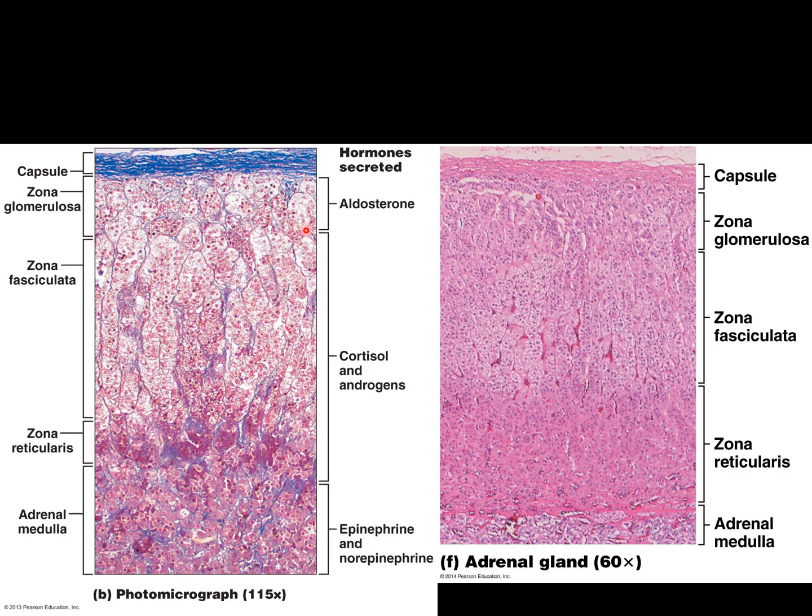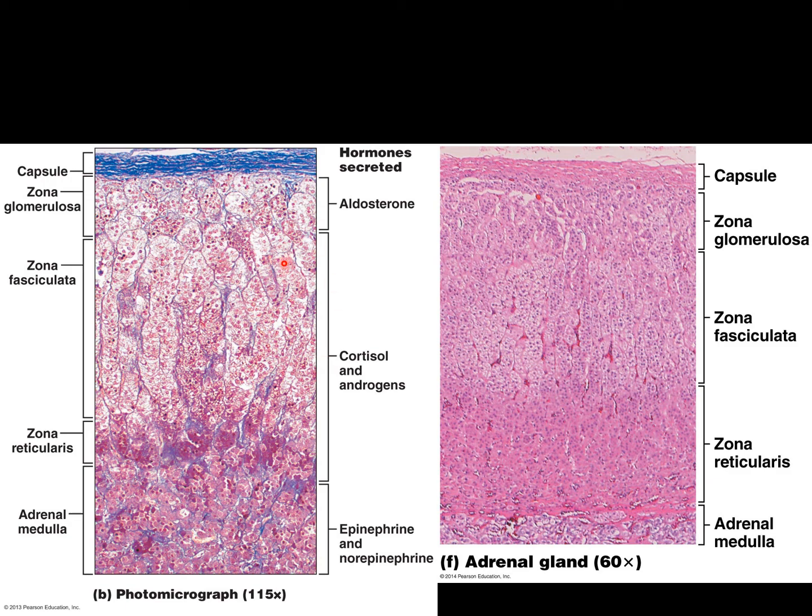Zona glomerulosa helps us to regulate salt. Here we're talking about sodium levels in the blood. And we regulate sodium levels in the blood with the hormone aldosterone. Aldosterone is classified as a mineralocorticoid. Therefore, we know that zona glomerulosa is responsible for producing mineralocorticoids like aldosterone.